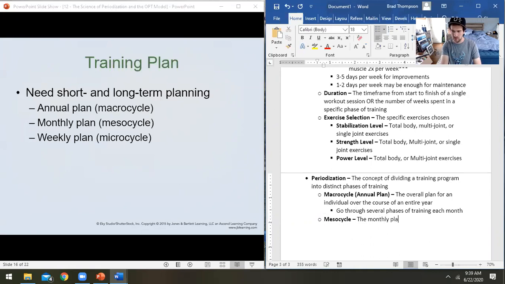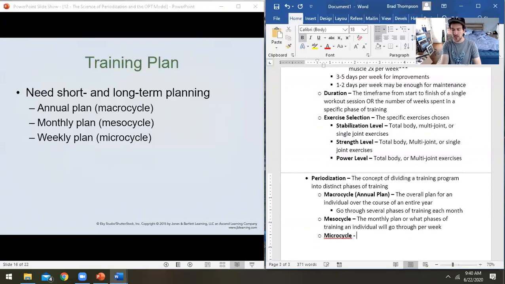The monthly plan is what phases of training an individual will go through per month. Okay. Sorry, per week. Then we have our weekly plan, which is your microcycle. And it says weekly plan here. Microsoft Word doesn't consider microcycle a word. A microcycle is like your week, and it consists of your individual workouts.